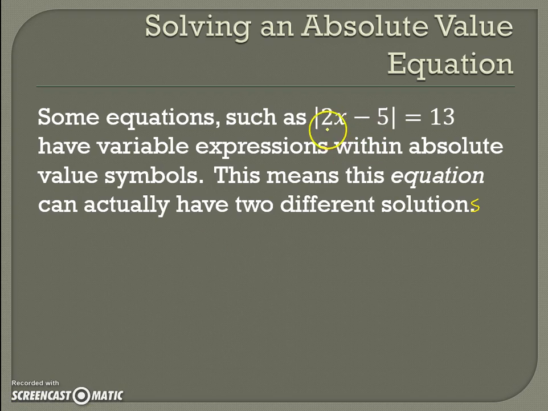All right, so just like we did before, you're going to have a positive solution. So I have 2x minus 5 equals 13. But if within this absolute value symbol I get a -13, because it's absolute value, it's going to turn it into a positive 13. So I need 2x minus 5 equals -13. There must be two solutions for these absolute value ones. So here I have two equations, and I just go through and solve these like you already know how to do.